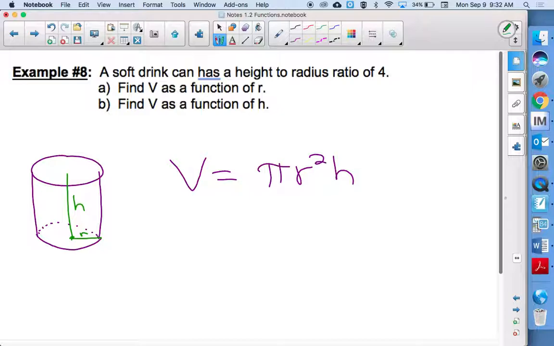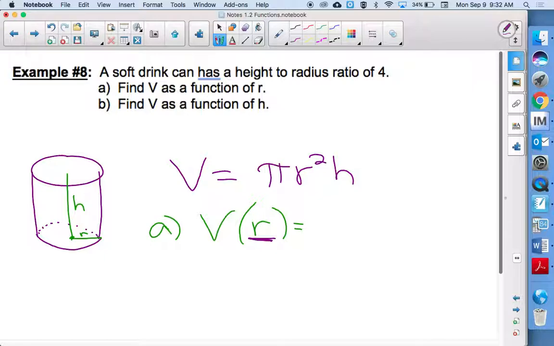So it says for A that we want to find the volume as a function of R. So when it states that, that means the variable that we're using in the equation, the independent variable, is R. That's what that's saying. So we want to write an equation for volume that only has an R in it. And the equation that Josh gave us has an R and an H.